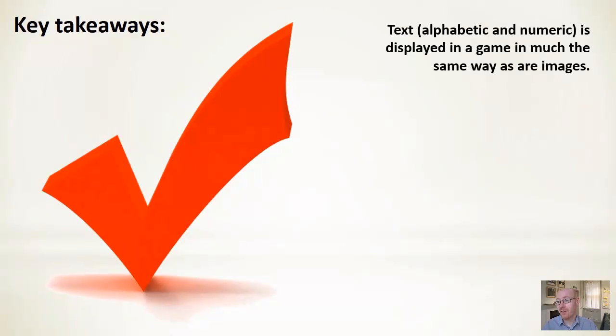In terms of key takeaways then, text, either alphanumeric or alphabetic or numeric text, we're going to handle it really in the same way that we're handling images within the game. We'll have images for characters, for numbers, and we will control how we display these by way of displaying the various letters and digits that we want to provide to the user.